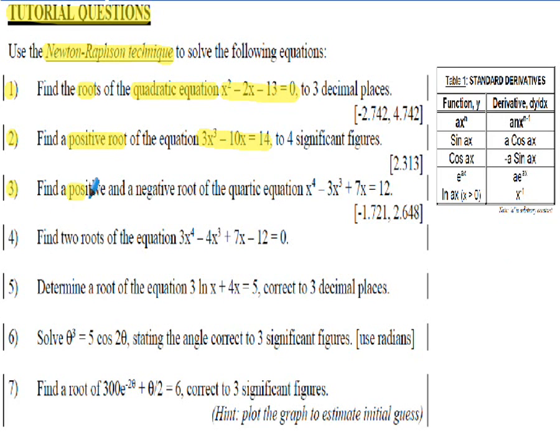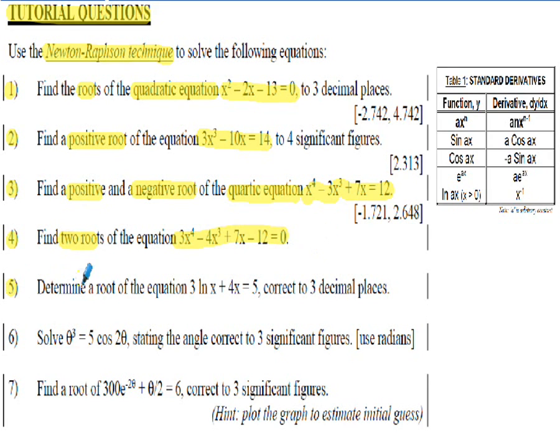Question 3 wants you to find a positive and a negative root of a quartic equation, x to the 4 minus 3x cubed plus 7x equals 12. Again, make sure you put all the terms onto one side of the equation before beginning the solution. Question 4, we're asked to find two roots of the quartic equation, shown here, which is already rearranged for us.